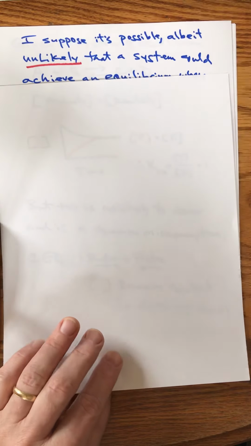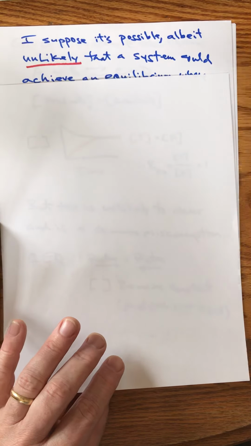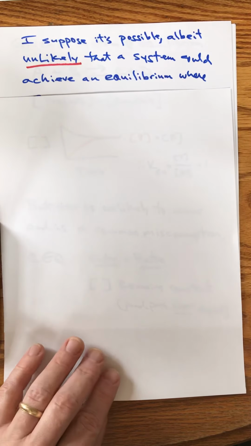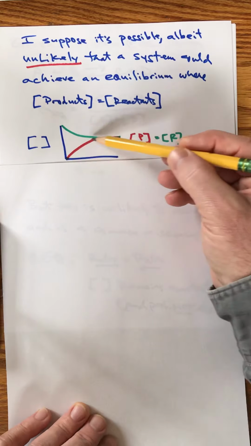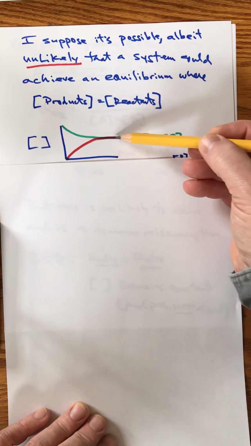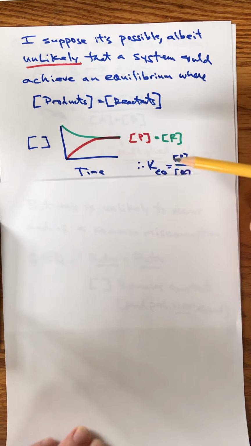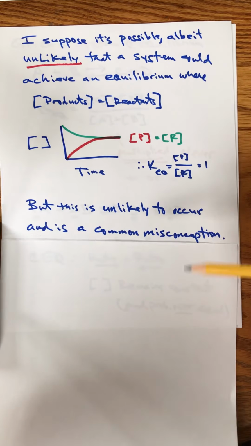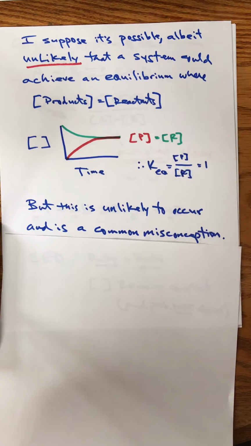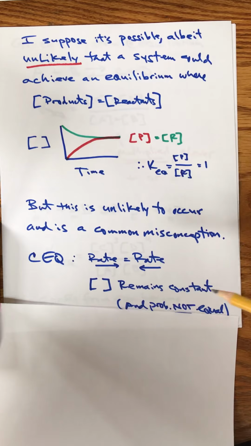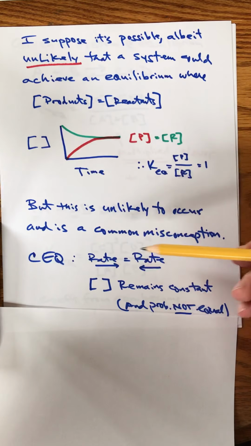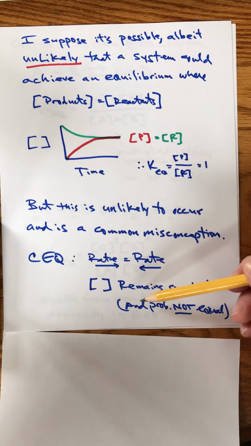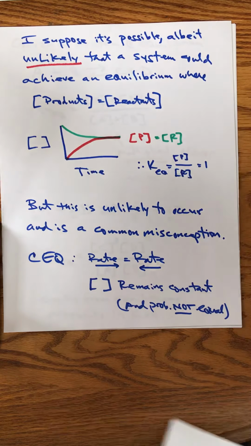I suppose it's possible that the concentration of the products and the reactants could be equal, but it's highly unlikely. You're not going to come across this, but if that were true, it would look like this. Those concentrations would be one line with the slope of 0, and K would be 1. But it's a common misconception, and I really don't want you to think along those lines. At equilibrium, the rates are forward, and the rates are constant, but they're probably not equal.